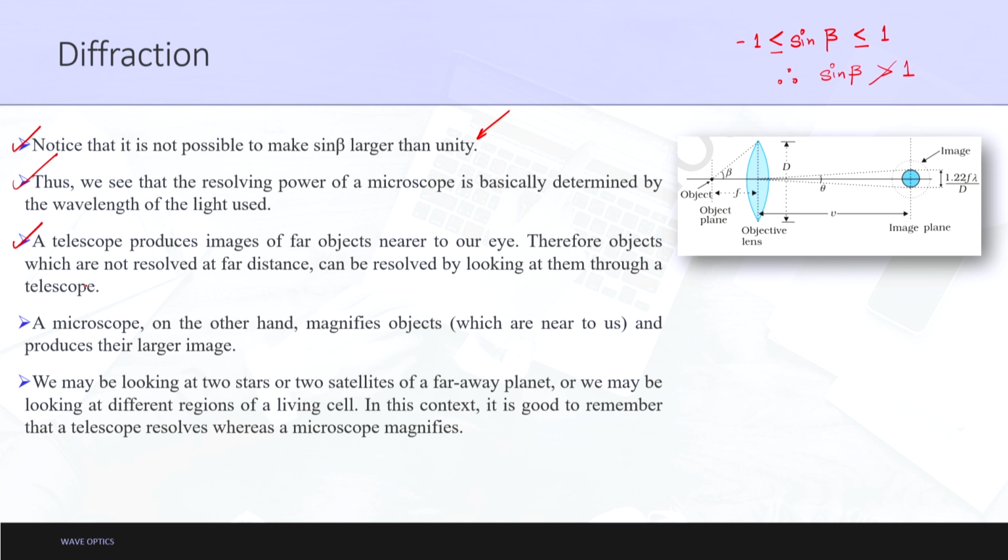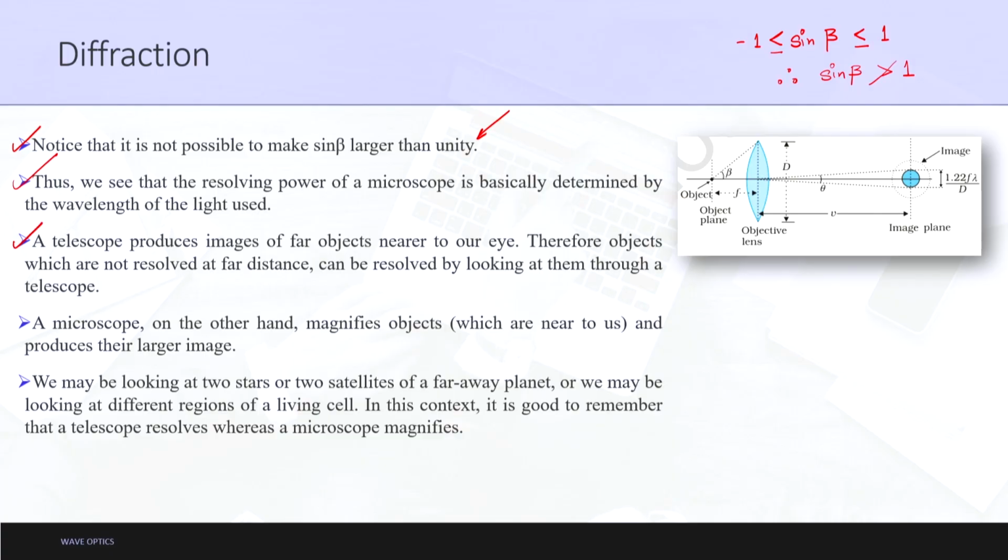Therefore objects which are not resolved at far distances can be resolved by looking at them through a telescope. So the things which we cannot see clearly, such as the moon, stars, planets, comets, etc., which cannot be seen by the naked eye as a very sharp image, can be viewed using a telescope. Similarly, a microscope on the other hand magnifies objects which are near to us and produces their large image. So this is an application opposite to a telescope.